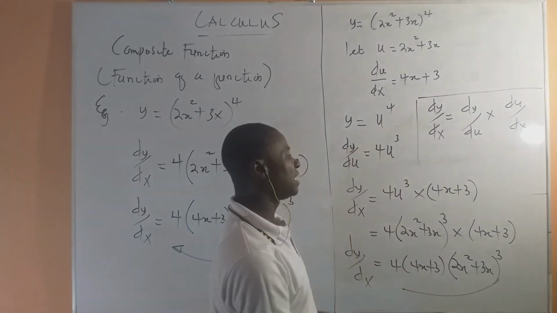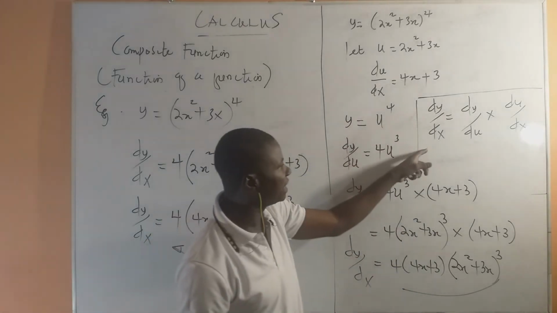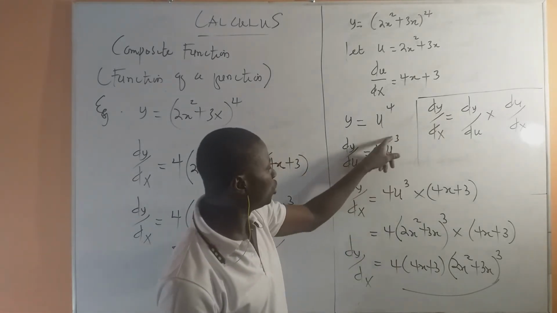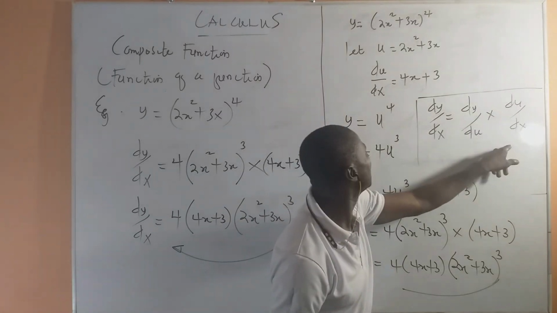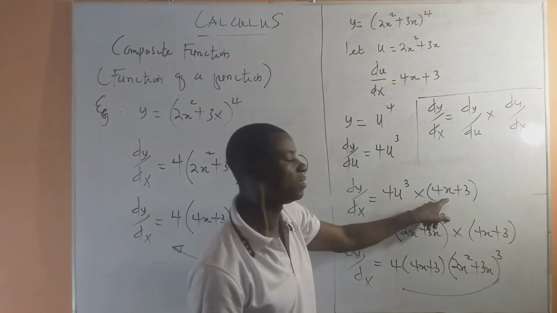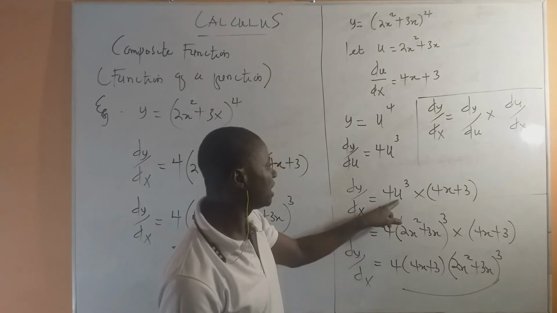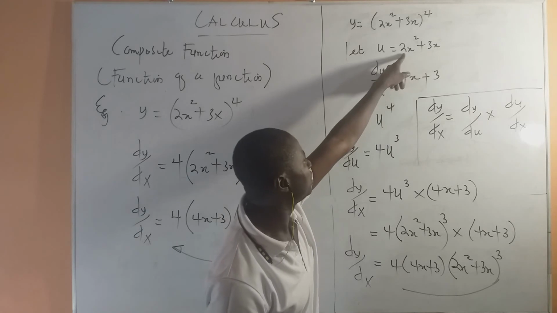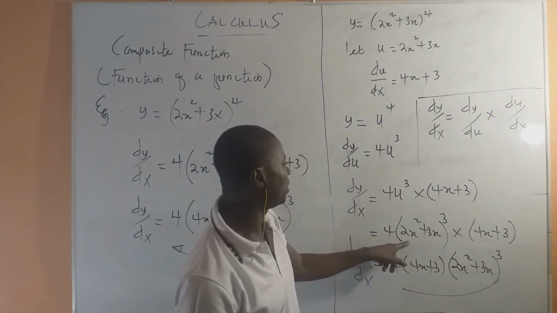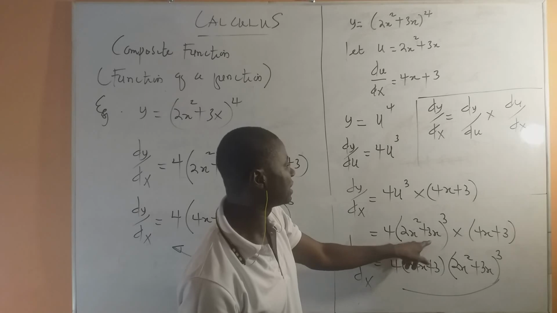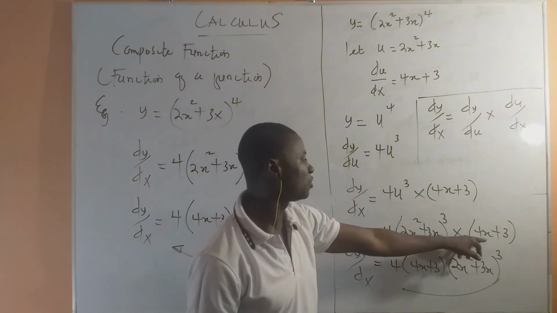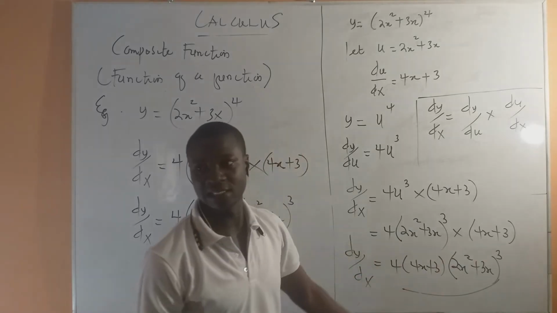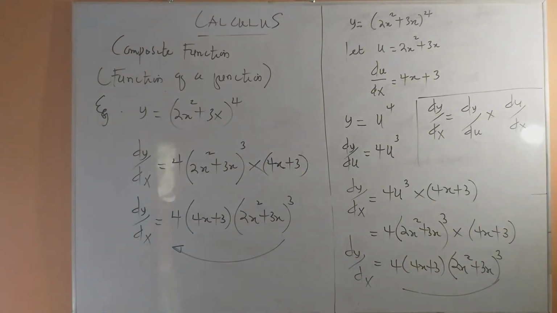So I would advise that you take your time, you look at it, because dy dx is equal to dy du, and dy du is now 4u cube. So you have 4u cube times du dx. du dx is 4x plus 3. That's how come you have 4x plus 3. And we said that u should be equal to 2x squared plus 3x. So wherever you see u, you now substitute that by 2x squared plus 3x. And that's how come we have 4 times 2x squared plus 3x, exponent 3 times your 4x plus 3. So you multiply this by this times this, and that is your answer. And that will be all for now on this particular episode.